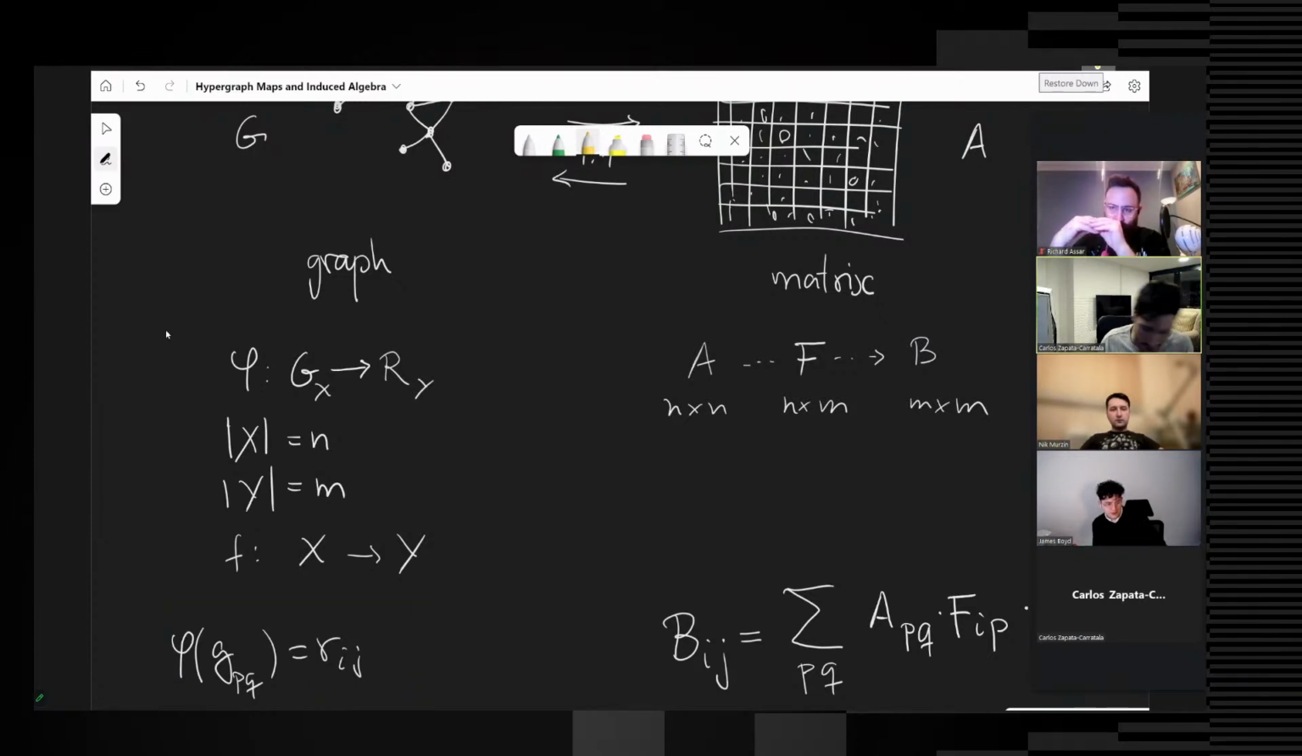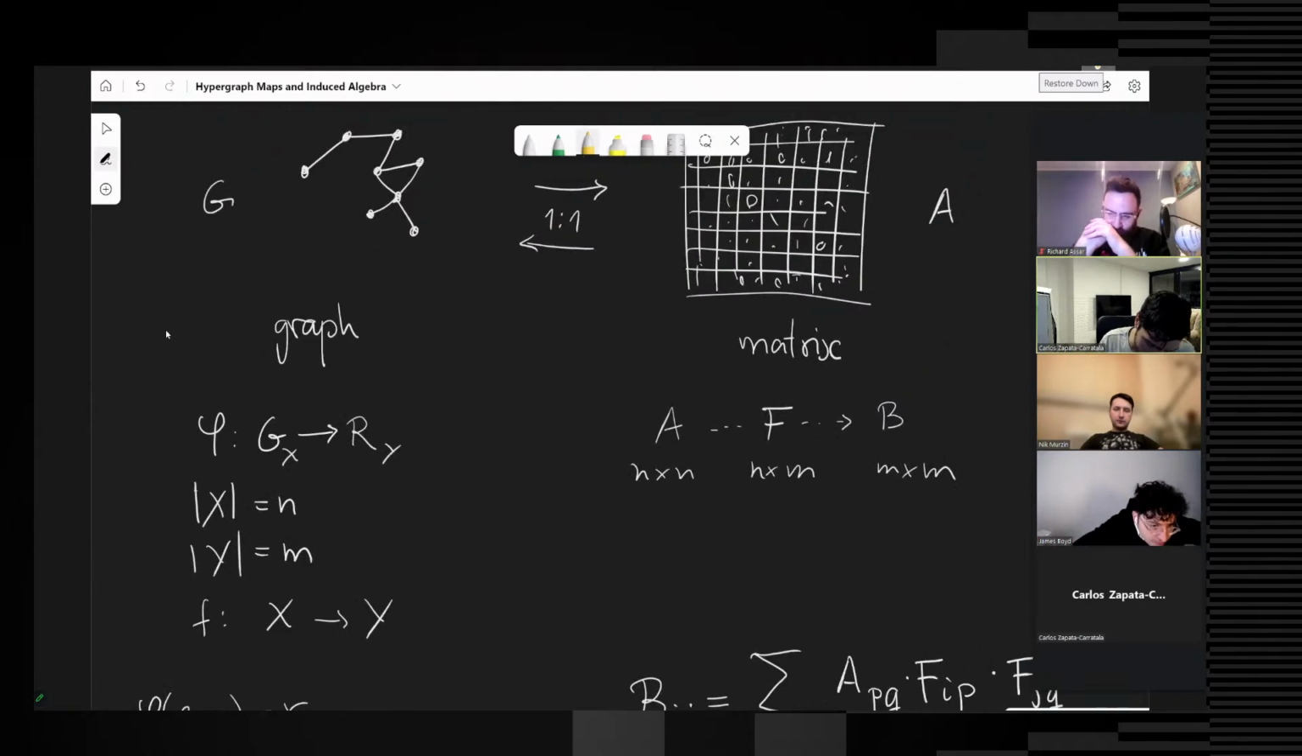So the question is as follows. Clearly, both G and R have their adjacency matrix analogs. These are A and B. They are n by n for A and m by m for B, where n and m are the cardinalities of the vertex sets. And so the question is, how do you relate these two matrices when you have a graph map between them? That's the question here.